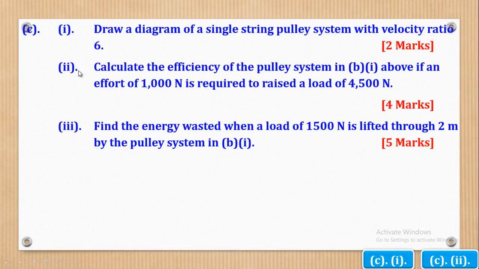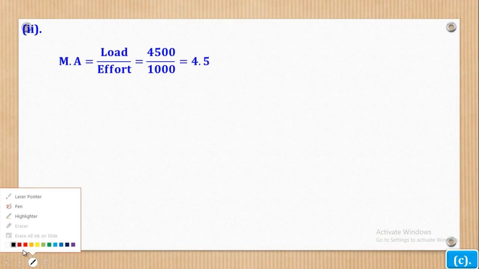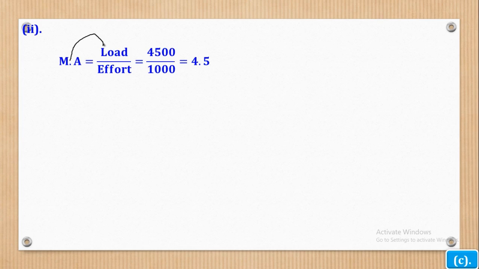Now we shall go to part C, Roman 2. It says, calculate the efficiency of the pulley system in B Roman 1 above if an effort of 1000 newtons is required to raise a load of 4,500 newtons. Now the good thing we already have the velocity ratio, which is 6, and since we have the load and effort, we can get the mechanical advantage. So mechanical advantage is equal to load over effort. Load was 4,500 and effort was 1,000. So when I divide, I'll come up with 4.5.